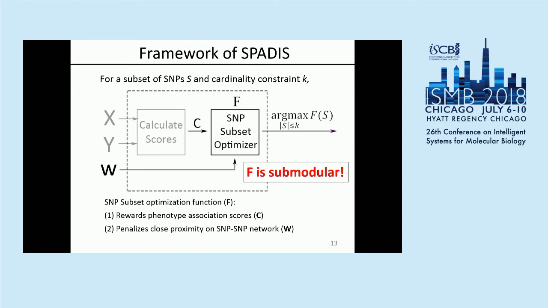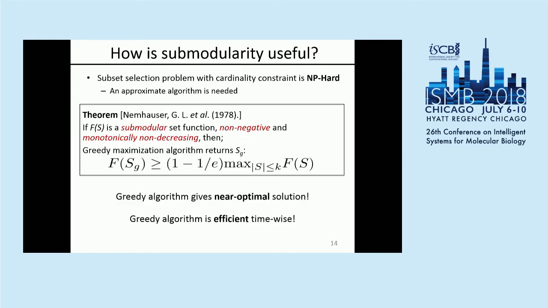So now you may wonder, why is this important? How is submodularity useful? Well, the subset selection problem with cardinality constraint is NP-hard. So we need an approximate algorithm to solve this problem efficiently. And this is where the submodularity property comes into play. There's a theorem which suggests a greedy algorithm that is guaranteed to return a constant factor approximation to the optimal solution for submodular, non-negative, and monotonically non-decreasing functions. We utilize this greedy algorithm to find a near optimal solution. And since this is a greedy algorithm, it is efficient time-wise.